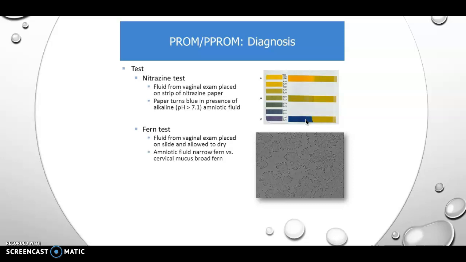The next test we do is called the Fern test, and we place those on a microscope slide, those glass slides that you've probably all seen in biology class or some of your prereqs in your labs, and we put it under the microscope. So amniotic fluid is a narrow fern, and then cervical mucus is a broad fern. So you don't have to be able to distinguish these for this class, but you might get some questions about fern test and what it is. Just know that it's to test if there is amniotic fluid in the vaginal vault.